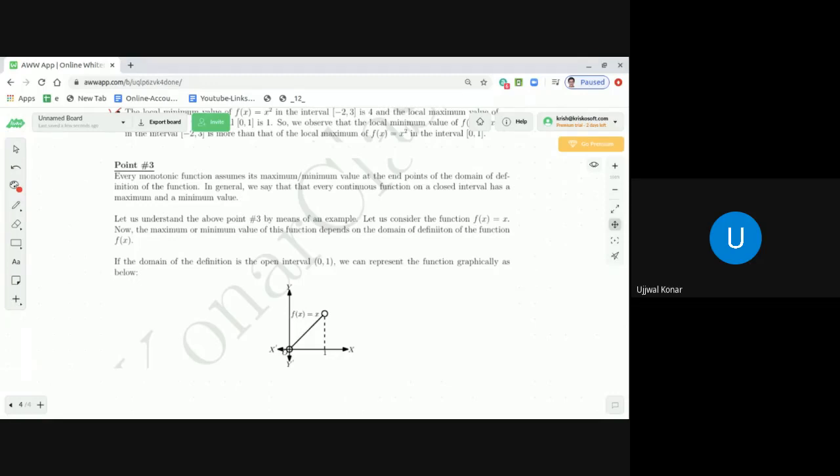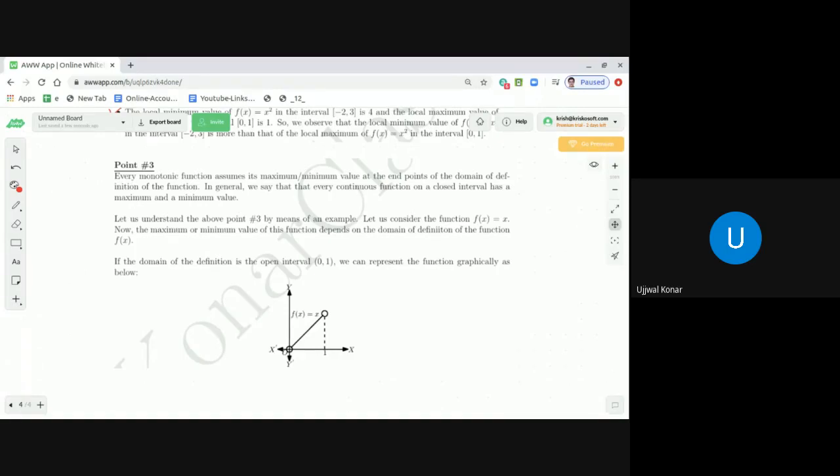Let us consider the function f(x) equal to x. What is that function f(x) equal to x, dear students? It is nothing but a straight line passing through the origin, and in fact, you can say it is a bisector of the coordinate axes, right? Now, the maximum and minimum value of this function depends on the domain of definition of the function f(x).